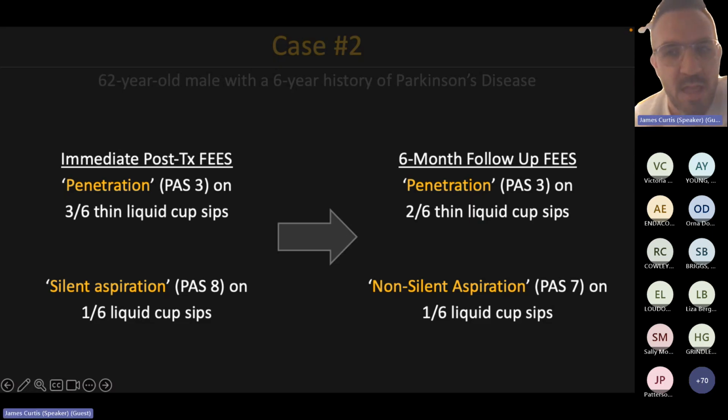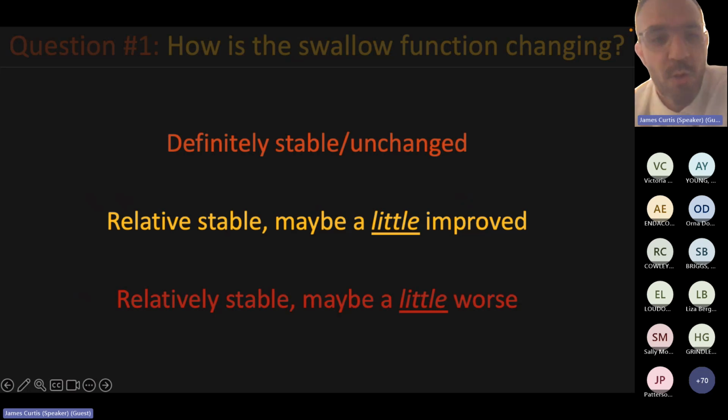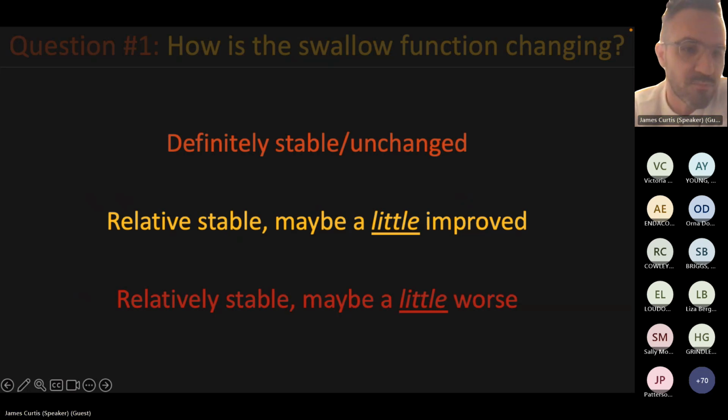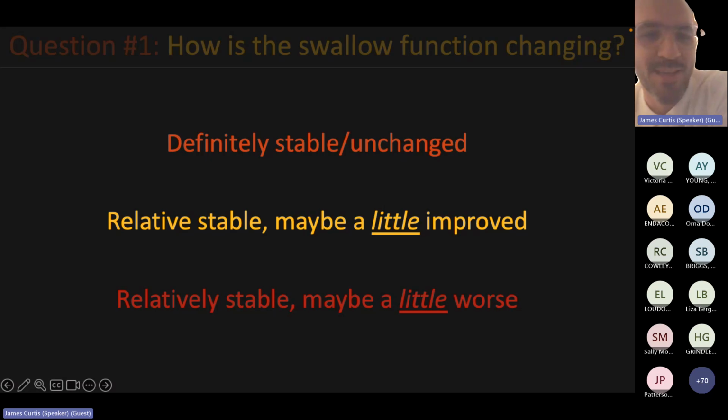So think about this. I'm going to ask you how you think their swallow function is changing. Does it look like they are relatively stable, but maybe a little bit improving? Do you think they're definitely just stable, or do you think they're stable, maybe worsening? So raise your hand if you think they are definitely stable and unchanged. And I'm never definitive. I always hedge my bets. So if you didn't do that, that's great.